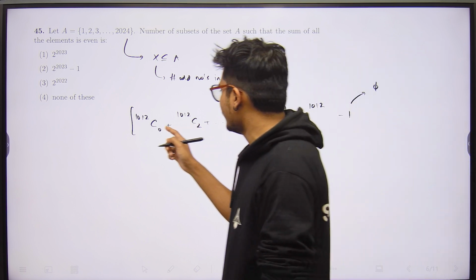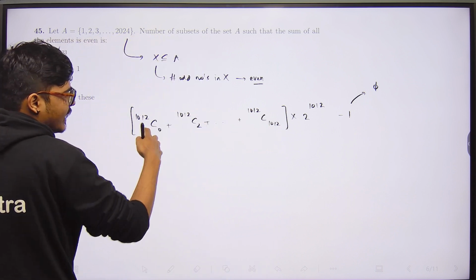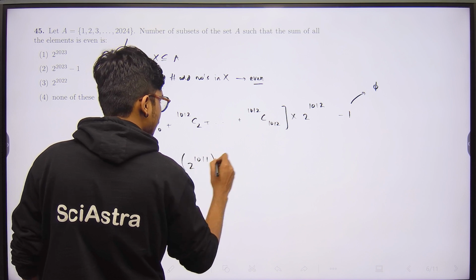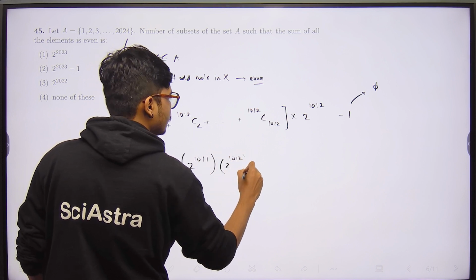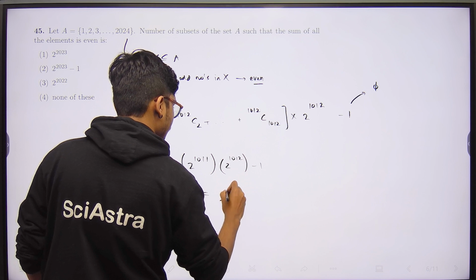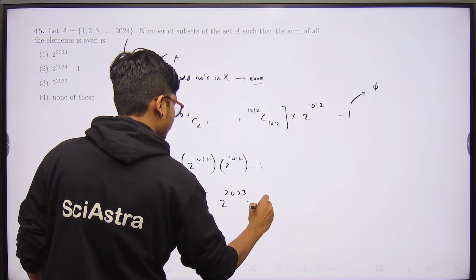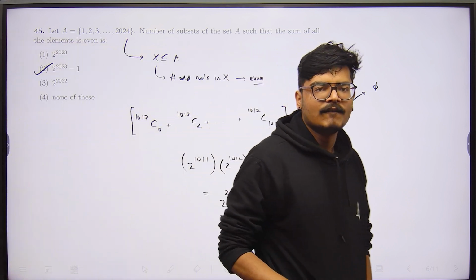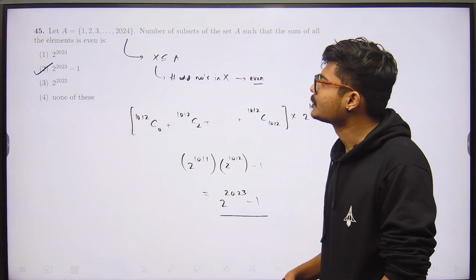Now you know this is a very standard binomial thing, right? What will this be? This is 2 to the power 1011, right? This times you have 2 power 1012 minus 1, which basically turns out to be 2 to the power 2023 minus 1. So which is option 2. So this is the number of subsets which have even sum, okay? Cool.